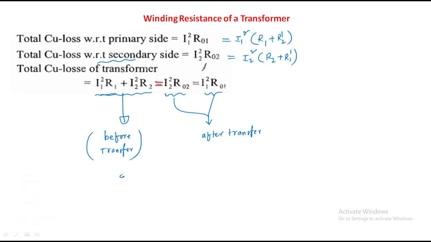Is there any change in the value of copper loss? No. So you can calculate the resistance or copper loss with respect to either side, whether primary or secondary. In any case, you are going to get the same amount of copper loss. There is no change in the total copper loss if you transfer a resistance from primary to secondary or secondary to primary.